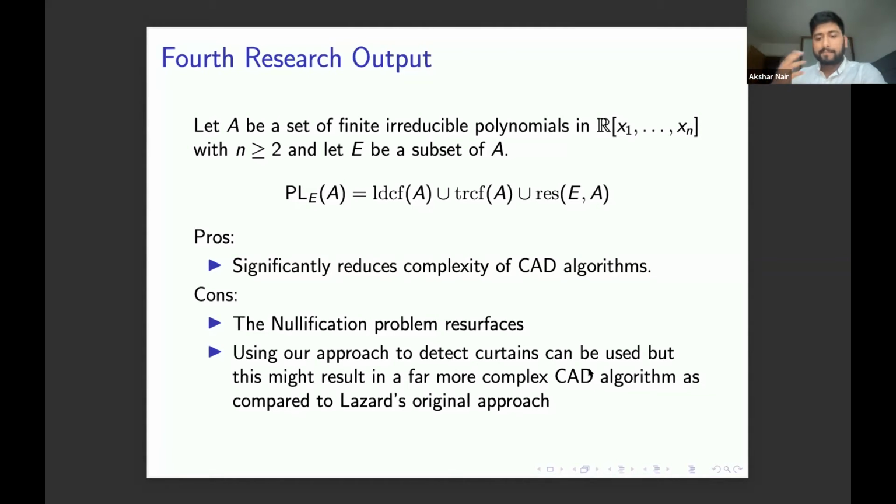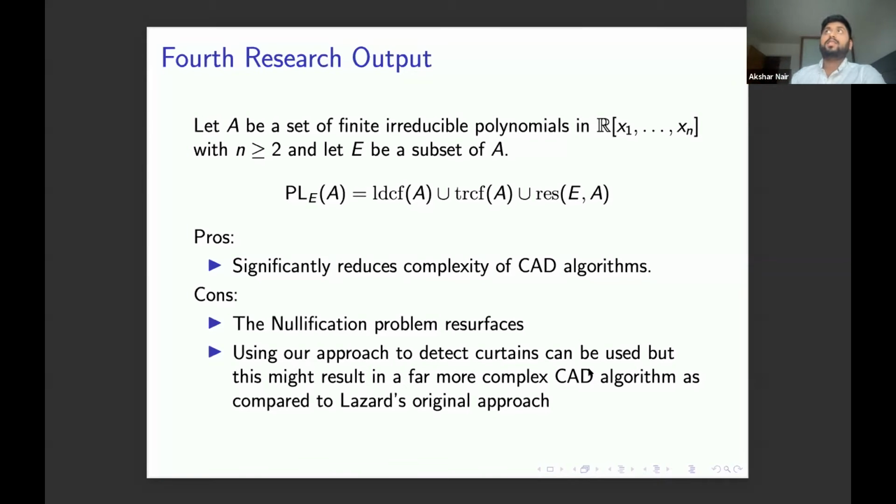Although, if, for example, you had a case where you had, say, M equational constraints, and for each of those M levels where we're using this projection operator, you had to detect curtains, and you found non-point curtains at every one of those equational constraints at those levels, the complexity of this algorithm would be far greater as compared to just using Lazard's original approach. So we sort of left that route.